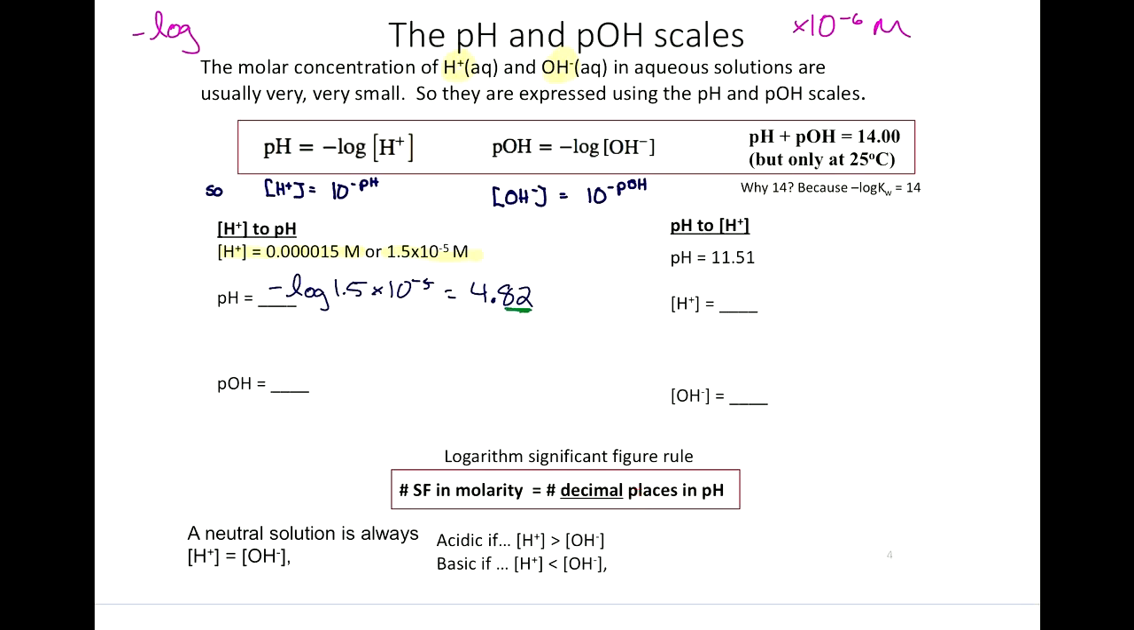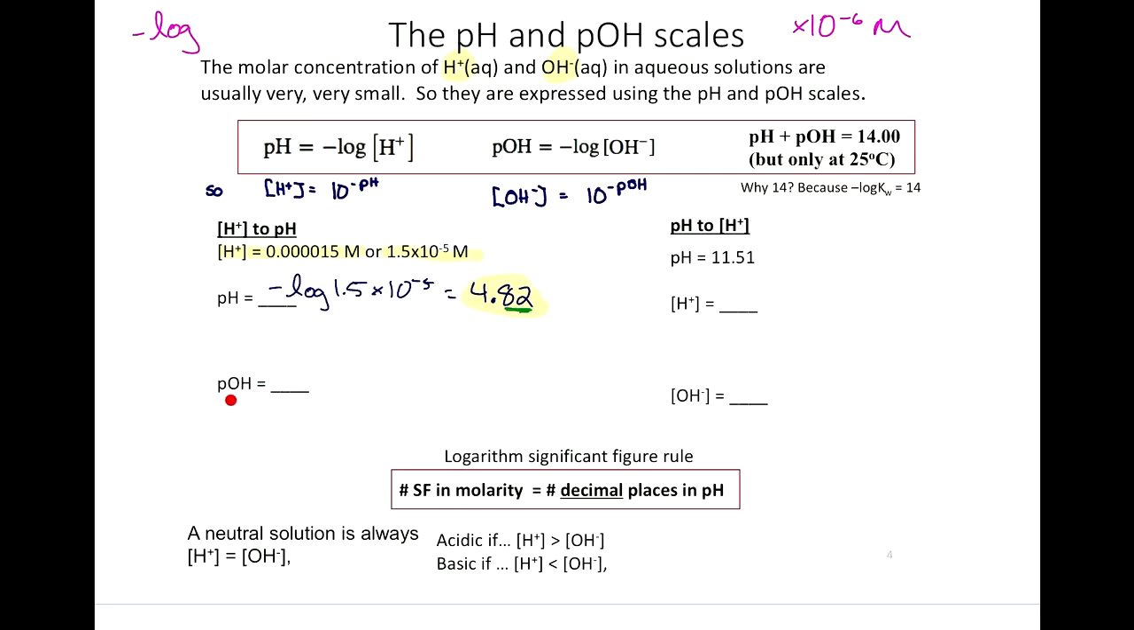So we see that H+ has 2 sig figs, so our pH value has 2 decimal places. It looks like the value has 3 sig figs, but remember that 4 is just telling us the magnitude of this number. All right, so we got our pH.